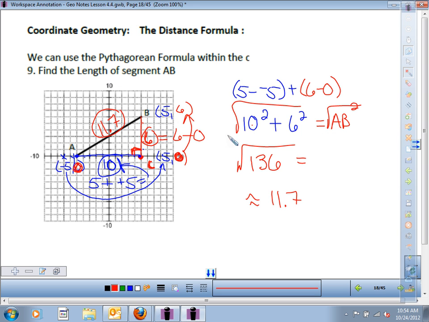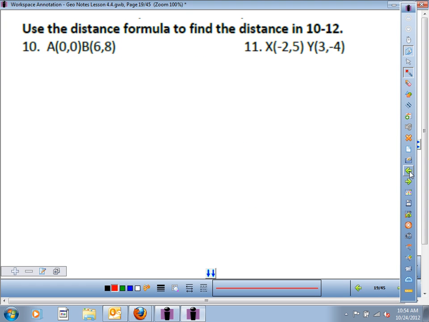Well, now we can actually do this without counting in the coordinate plane, counting up 6 and over 10. The way we do that is just what we did right here. I took my two y's, 0 and 6, and subtracted those to get the 6. Took my two x's, subtracted them to get the 10. So here is the distance formula right here.